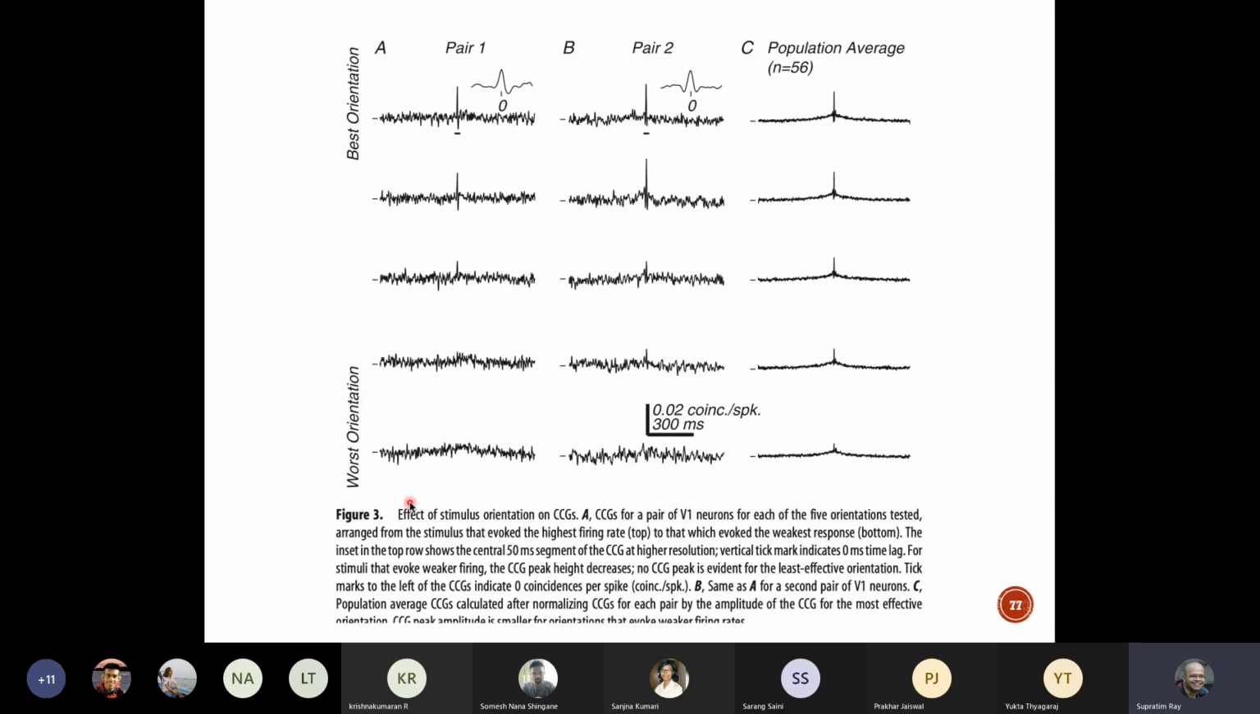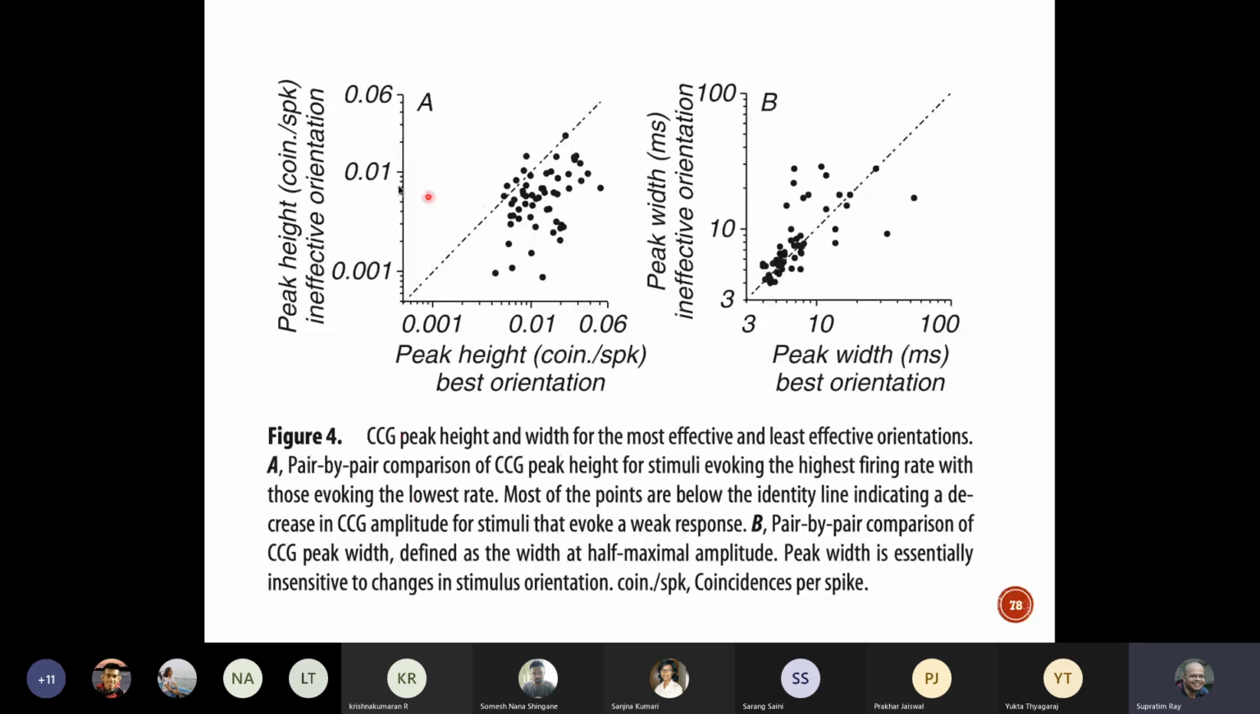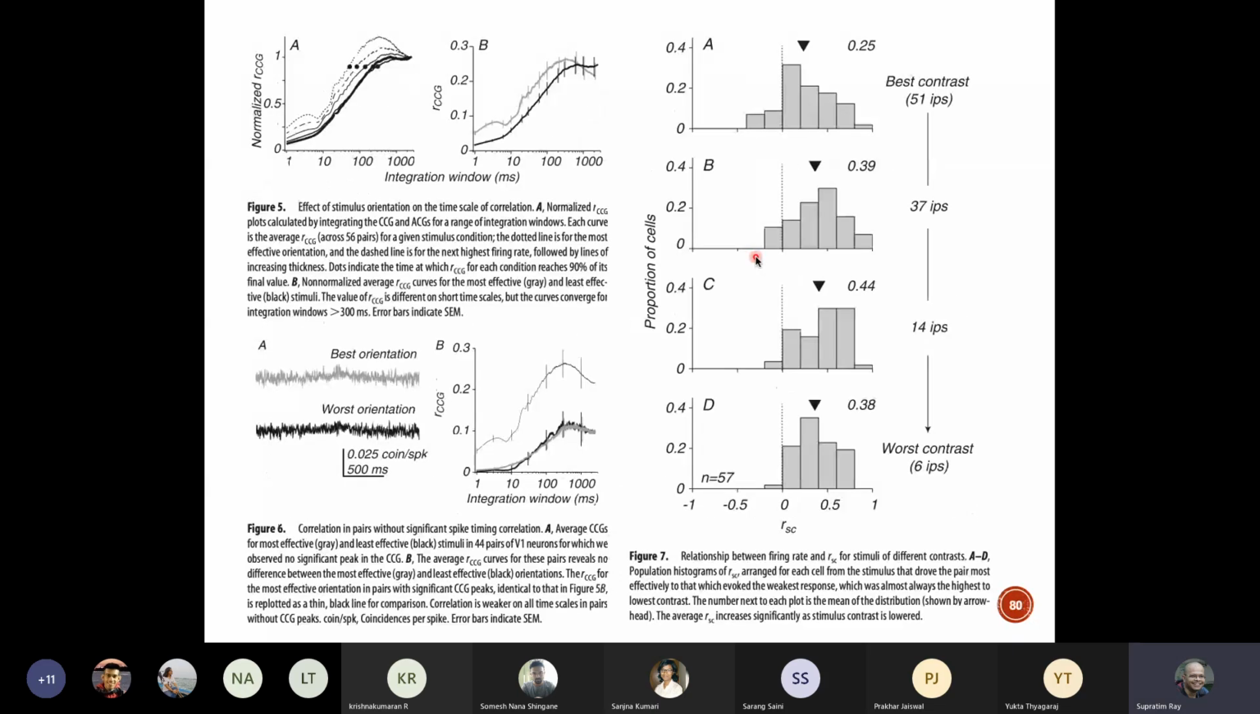Here this is quantified. You show the peak height for the best orientation versus the ineffective orientation, and the peak height is different. So there is a difference in the way these neurons are firing when you change the orientation. But the width is about the same. The width doesn't vary.